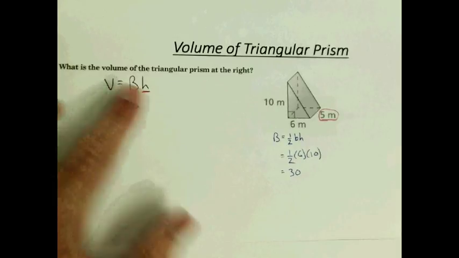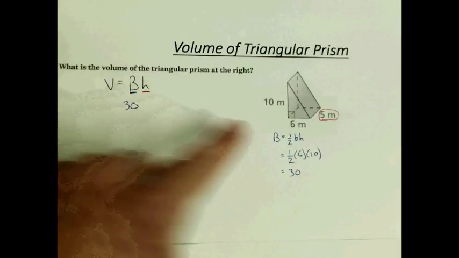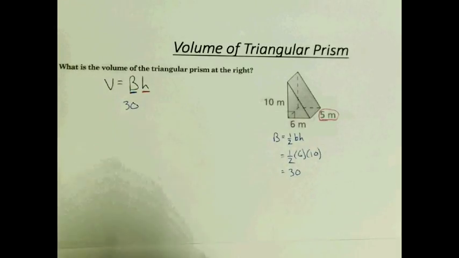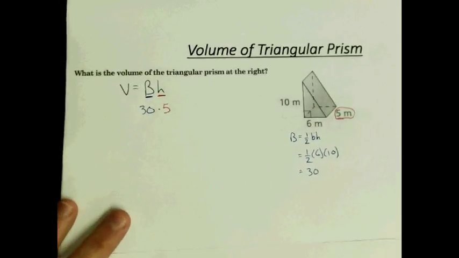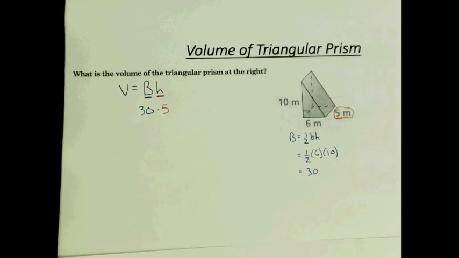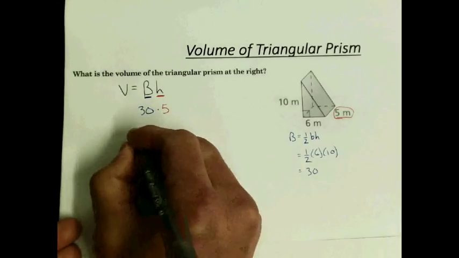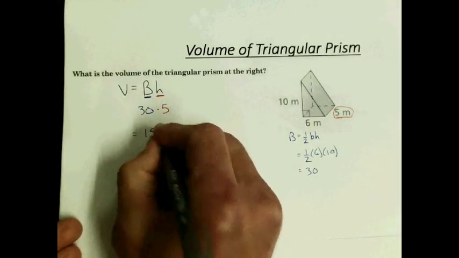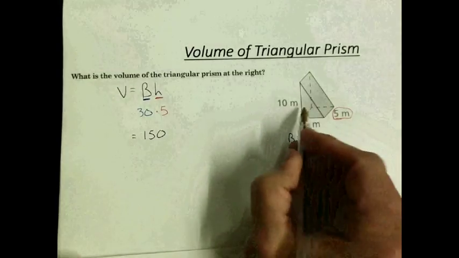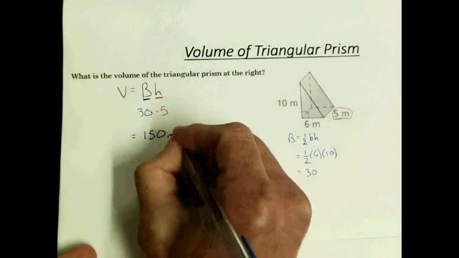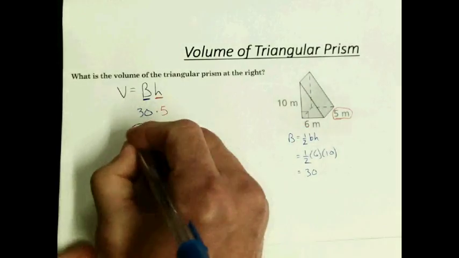It's the area of the base, which is 30 whatever, times the height, and we already noticed that the height was 5. And so now again, the rest is calculator work, or come on, you can do this. 3 times 5 is 15, right? So 15 with a 0 is 150, but 150 what? So remember, units of measure are very important. And so in this case, it's meters, but it's volume, so it's cubic meters.